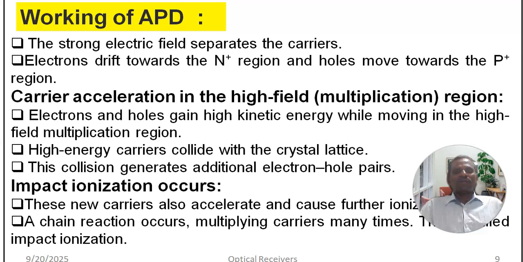Here a large number of new carriers and ions are being produced, that's why it's called impact ionization. The new carriers also accelerate and cause further ionization. The chain reaction occurs which causes the multiplication process. This will be in the order of 100 to 200 for the avalanche photodiode.